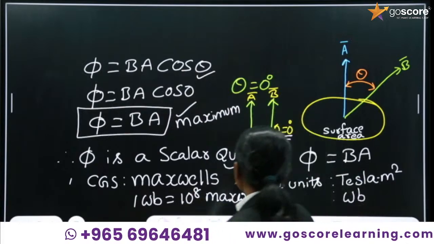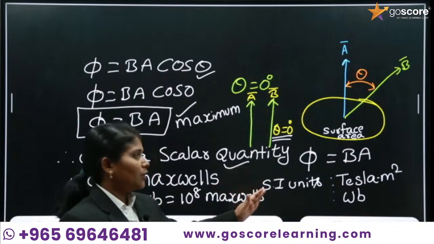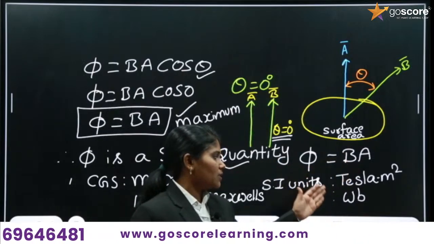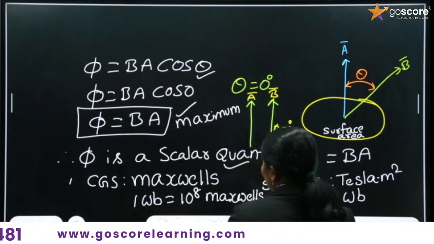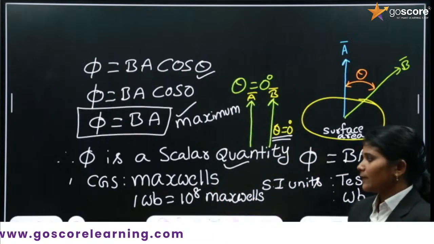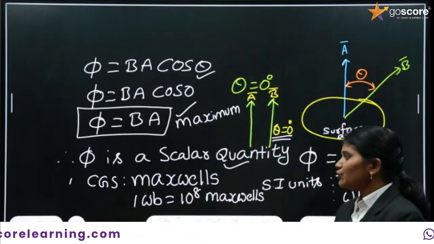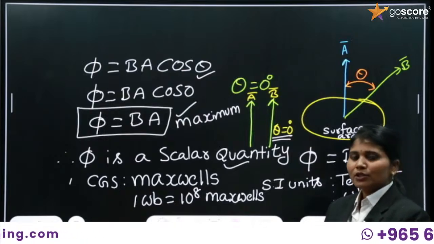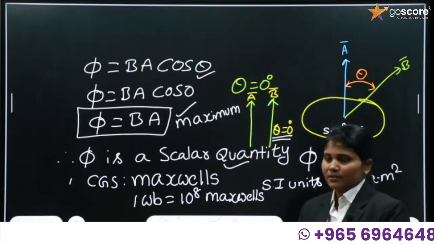Then what is the unit of the flux? In SI units, it is Tesla meter square or Weber. In CGS units, it is Maxwell. 1 Weber is equal to 10 to the power of 8 Maxwells. So you understand magnetic flux. Next one.